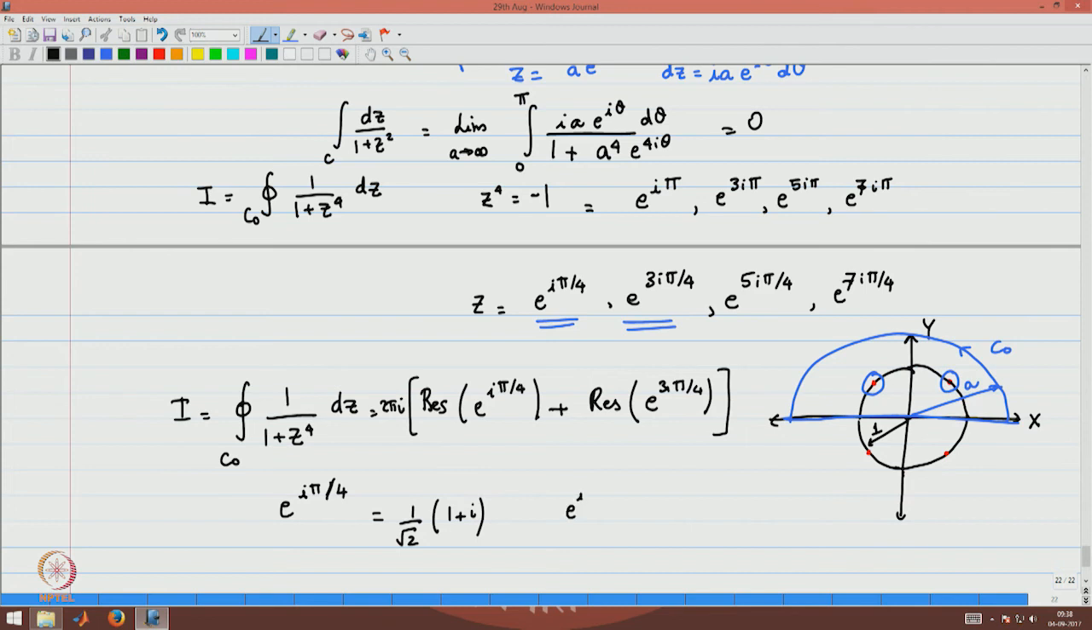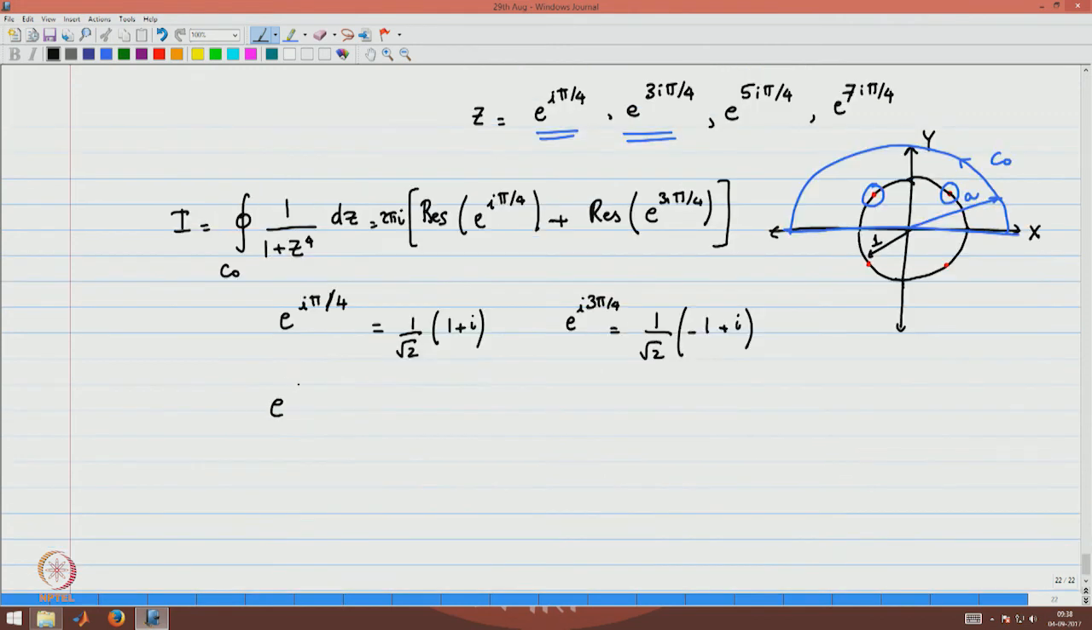e to the i 3 pi by 4 becomes 1 by root 2 times (minus 1 plus i), and just for completeness, e to the i 5 pi by 4 is equal to 1 by root 2 times (minus 1 minus i), and e to the i 7 pi by 4 is equal to 1 by root 2 times (1 minus i). You can easily verify these things by doing the cosine and sine.